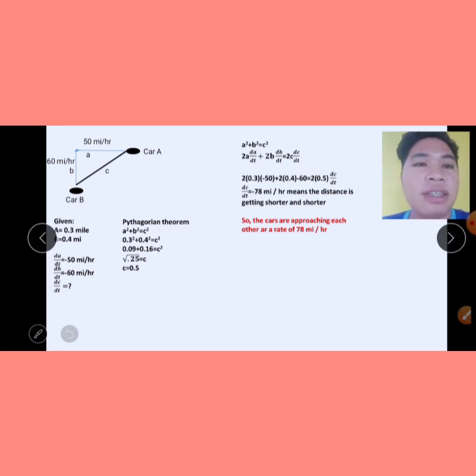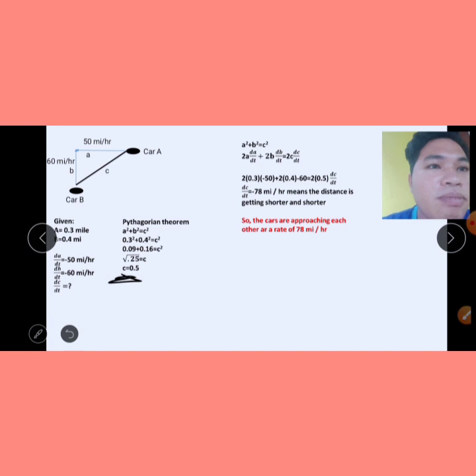So substitute: 0.3 squared plus 0.4 squared equals c squared. 0.3 squared is 0.09, plus 0.4 squared is 0.16, equals c squared. 0.09 plus 0.16 is 0.25, equals c squared, and the square root of 0.25 gives c equals 0.5. So now we have the value of c. And the next step is we can solve.